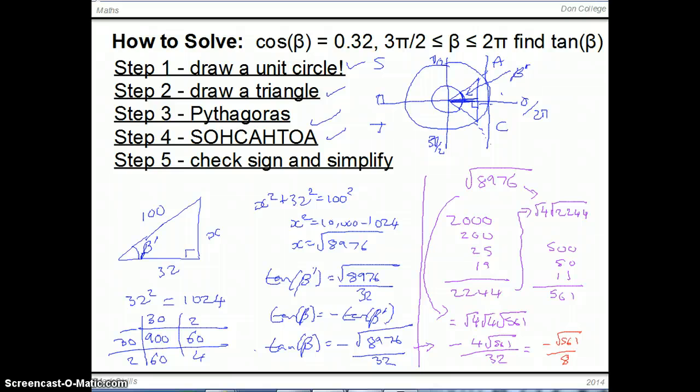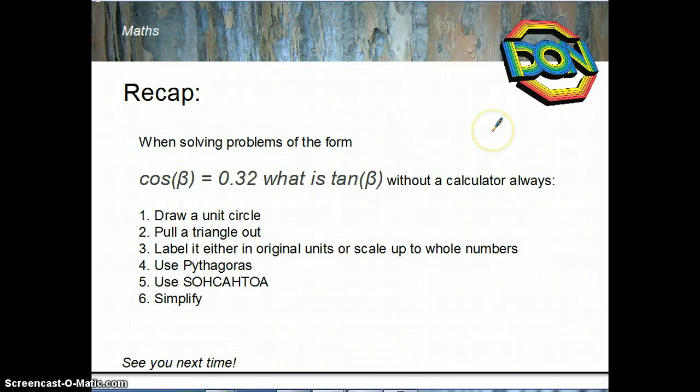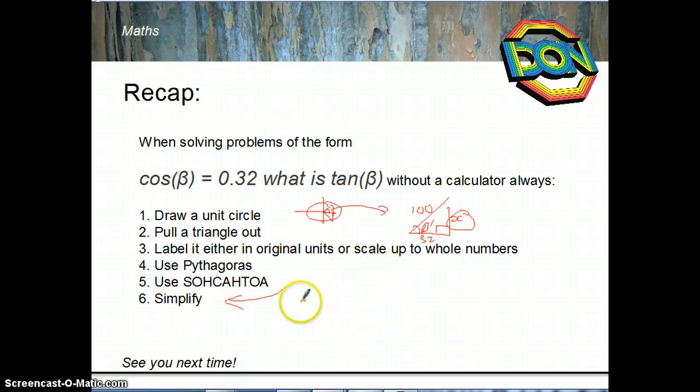So, quick recap there. We're solving problems of this form without a calculator. Again, always draw your unit circle, put your triangle in, go back to the first quadrant, pull your triangle out, either label the original units or scale up to whole numbers. So in this case we have 32 and 100 and x, and that was beta dash. Use Pythagoras to find the missing side, use SOHCAHTOA, and then you have to go back to look at the quadrant to interpret the sign. So you've got the magnitude of the number, you have to get the sign right, and then if you can, simplify. There we go.